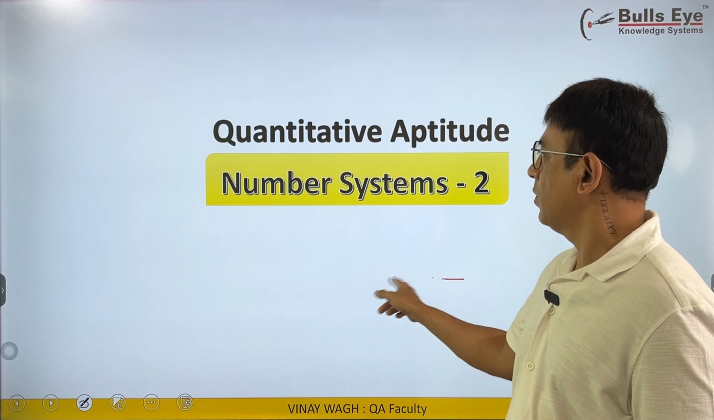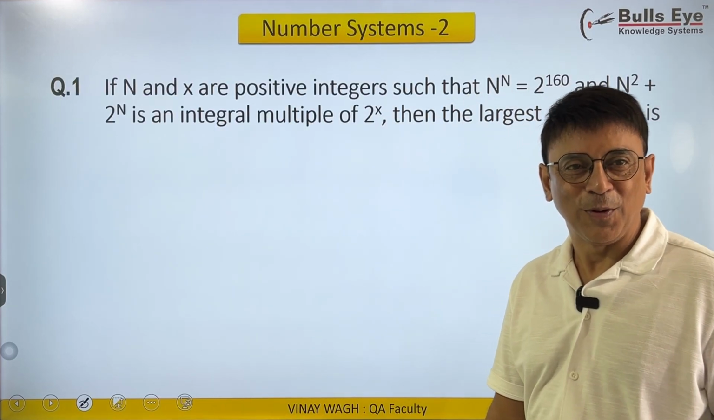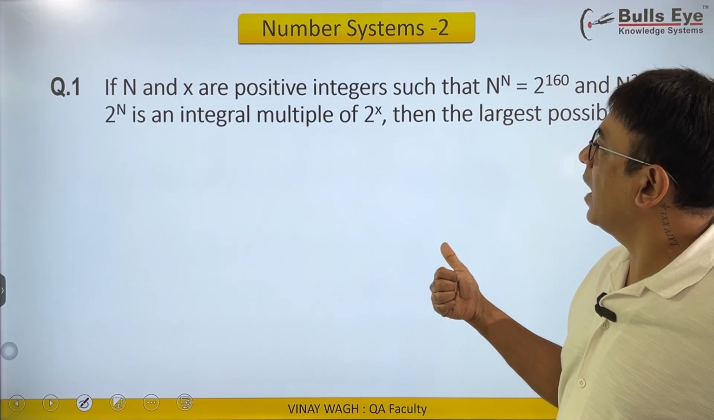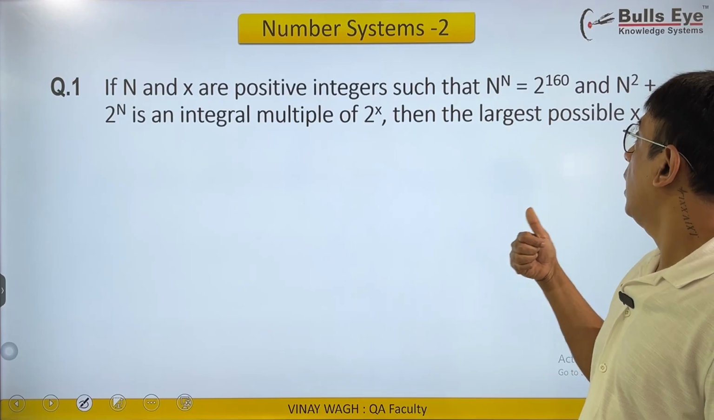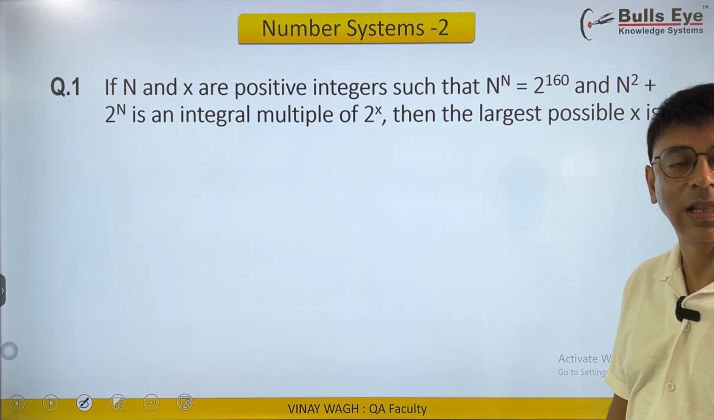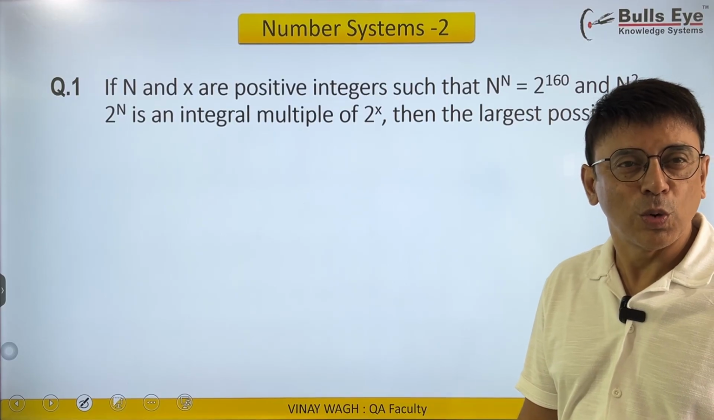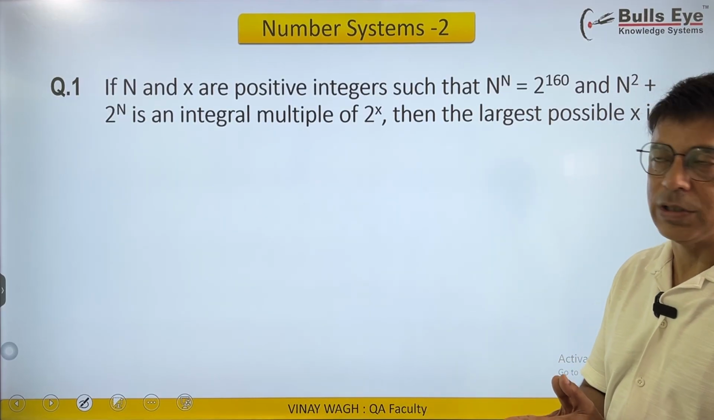So this is the first question of the series of 5 questions. We are solving the first question. It says n and x are positive integers and there's a condition given to it such that n raised to n is 2 raised to 160. Now that's interesting. That forces us to take a pause to find out the value of n. Once we get that, it's almost done.